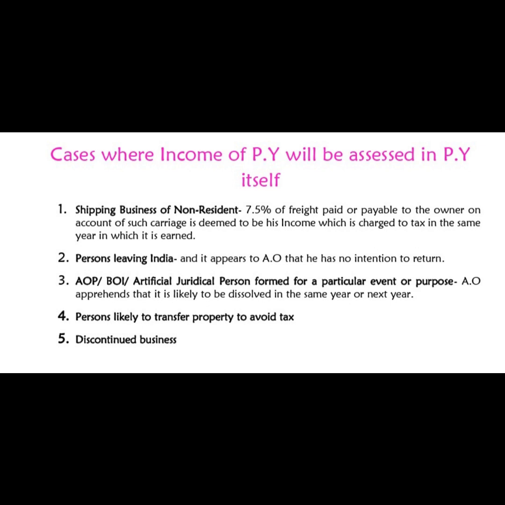Number 5, discontinued business. Where any business or profession is discontinued in any assessment year, the income of the period from the expiry of the previous year up to the date of such discontinuance may be charged to tax in that assessment year itself at the discretion of the assessing officer.